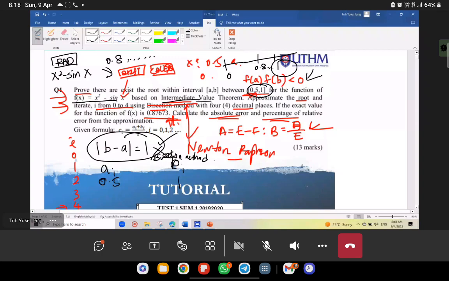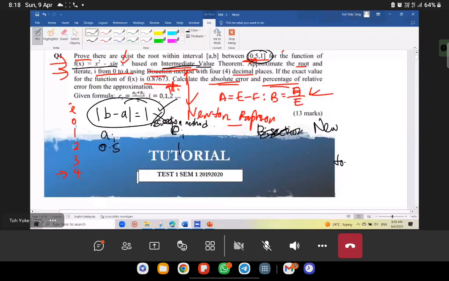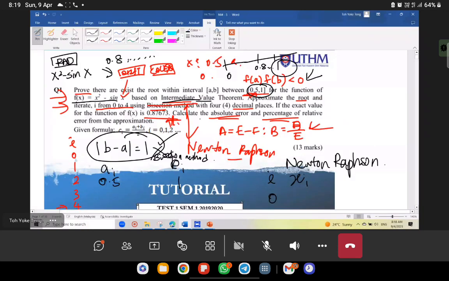For the Newton-Raphson method, it is just the same thing. You do not need to choose both interval endpoints. You just use a single point, the initial guess, which is the value nearest to the exact root. As referred to here, the exact root is 0.x something, which is nearest to 1. That is why we choose the initial guess as 1 here.